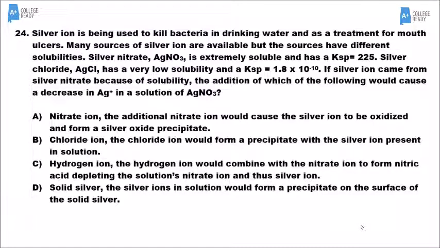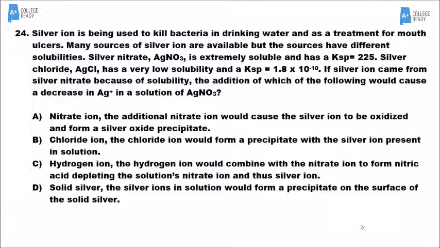The KSP value for silver chloride is so low that it is not very soluble at all and thus will precipitate out. Hydrogen ion will have no effect because the hydrogen ion plays no part in the equilibrium. It's really just silver ions and nitrate ions, and adding those hydrogen ions won't do anything to it. Nitric acid is a strong acid and will stay apart as ions. So adding nitrate will not cause the hydrogen ions to glom on and take hydrogen ions out of solution.